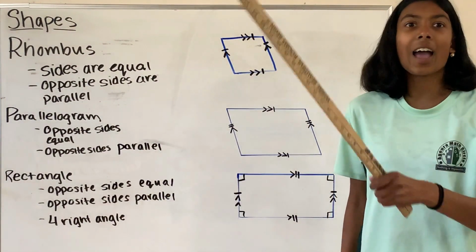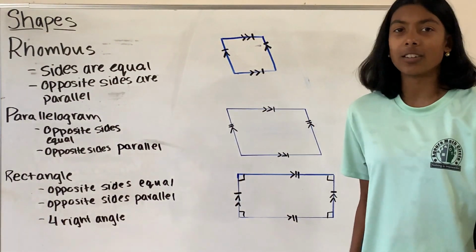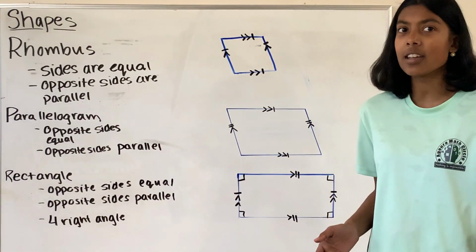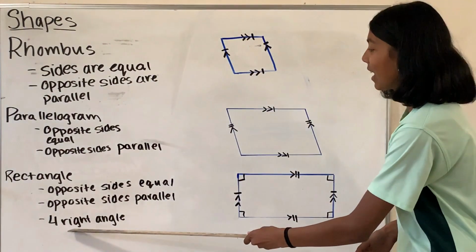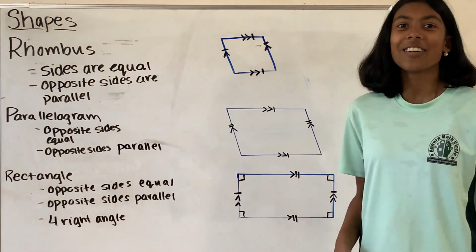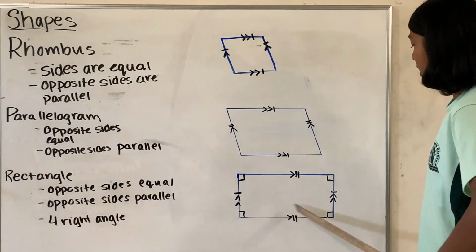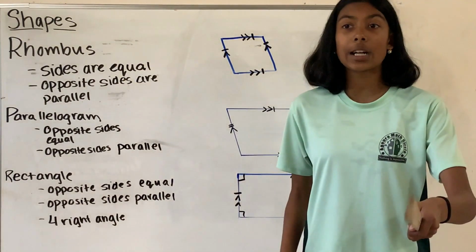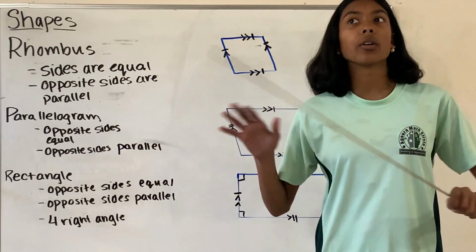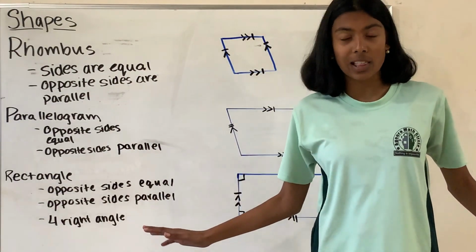Pop quiz. Again, how many degrees are in a right angle? If you said 90, you're right. So, each of these are 90 degrees, and 90 plus 90 plus 90 plus 90 is equal to 360, which is the number of all degrees in a quadrilateral.